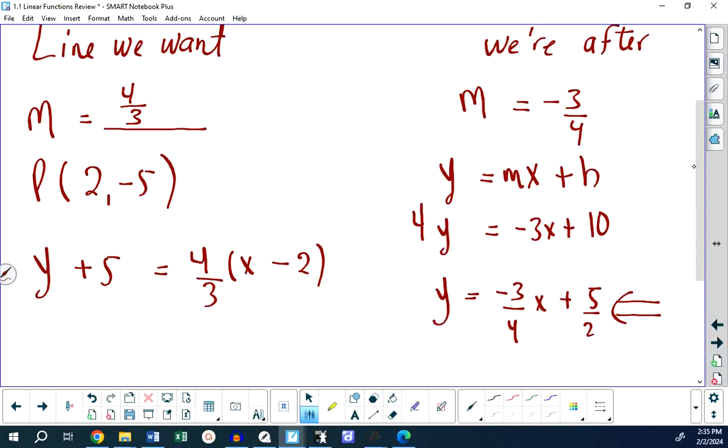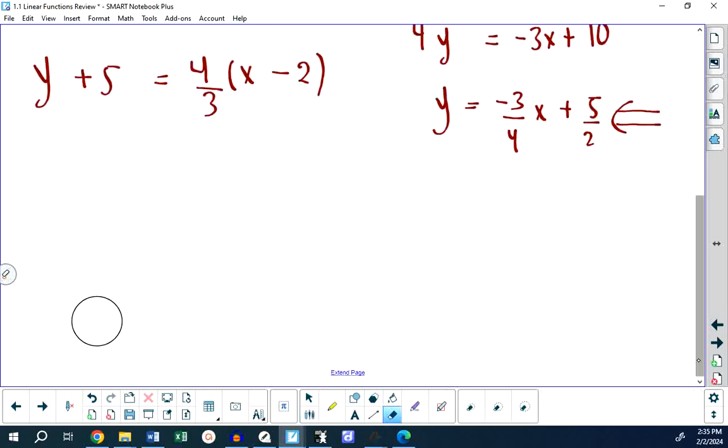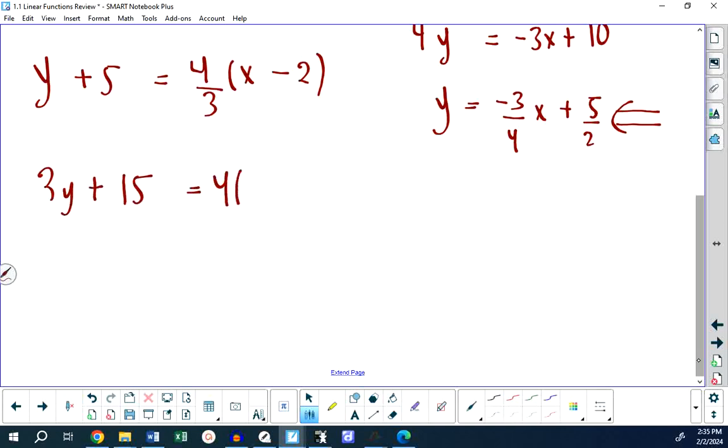We would much rather have an equation in this form at the top, which is called general or standard form. At this point in time, we can multiply both sides of this equation by 3 and get 3y plus 15 equals 4 times x minus 2. Are we okay with that? Okay. We can multiply that 4 through and get 3y plus 15 equals 4x minus 8.